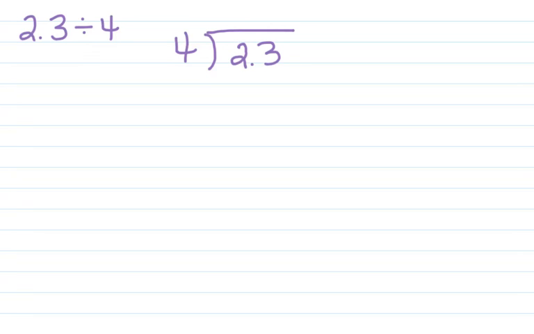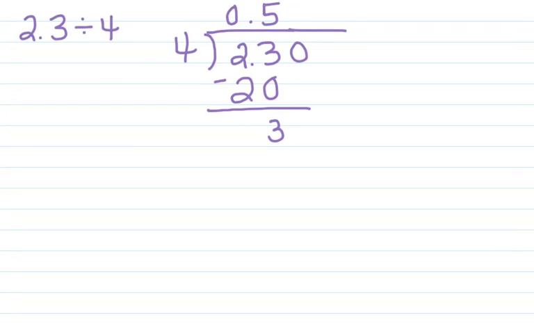I'm going to start by adding my decimal up here. And then I see that 4 does not go into 2. So I'm going to write a 0 here. Now I want to think 4 goes into 23 5 times. 4 times 5 is 20. Now when I subtract, 23 minus 20 is 3, and I have a remainder of 3, which I can't have.